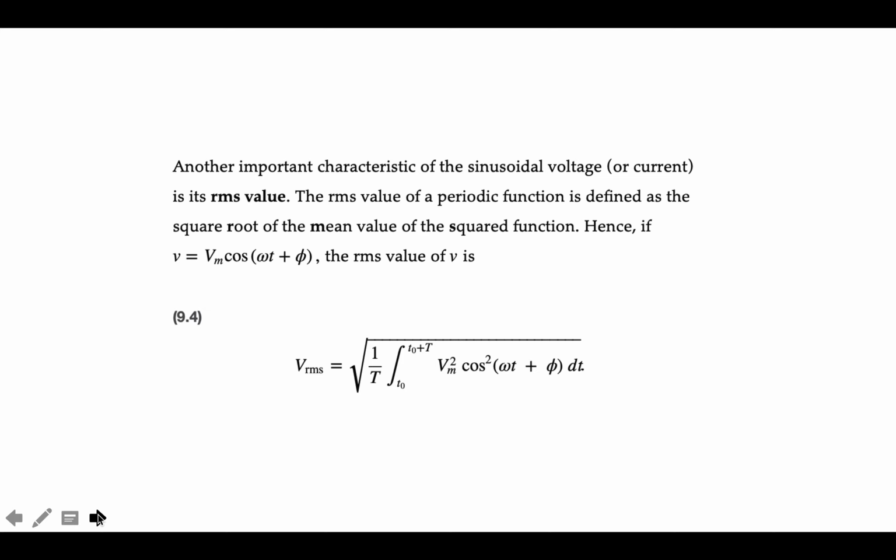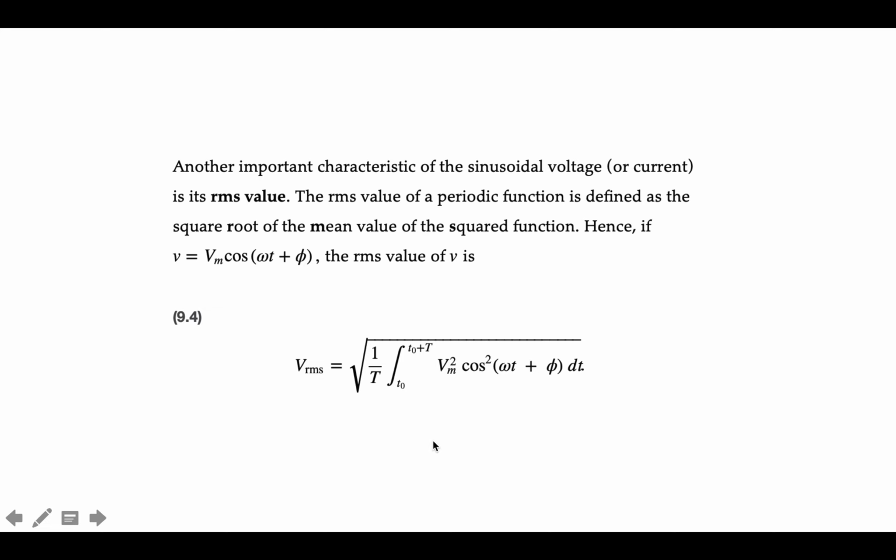Okay, another important characteristic of the sinusoidal voltage is something we call its RMS value. I'll talk a little bit more about RMS in an example problem. Basically, you can define an RMS. It's referred to as root mean square. You can define it for a periodic function as the square root of the mean of the function squared.